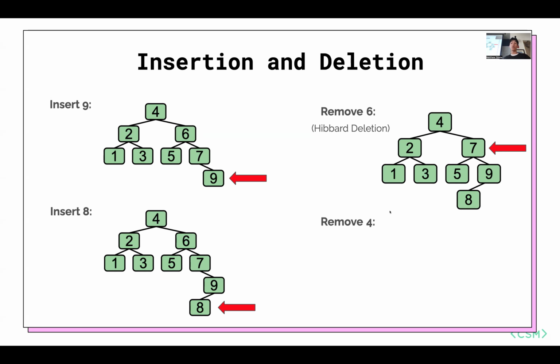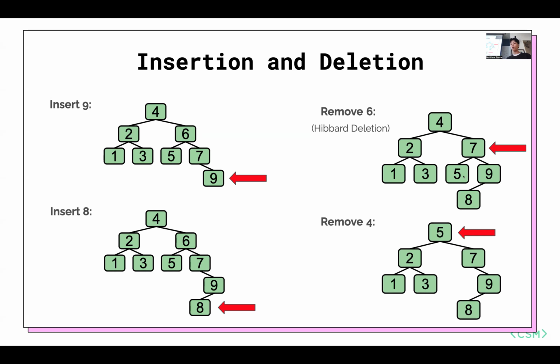Now we want to remove 4. So this is the same thing. We use Hibbard deletion. We find that 3 is the greatest value in the left subtree, and 5 is the smallest value in the right subtree. We can choose either one of these to replace 4 with. And because I'm seeing this subtree is greater, I'm just going to choose 5. So we replace 4 with 5, and then we delete 5. And there are no children for 5, so this is just good.